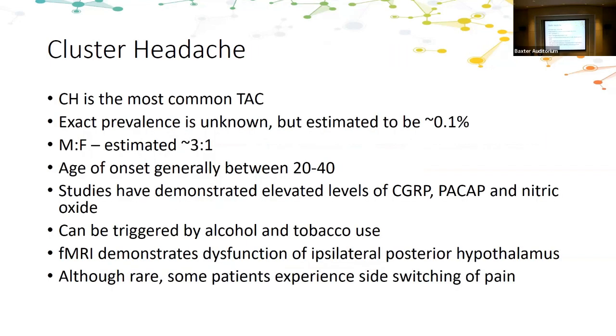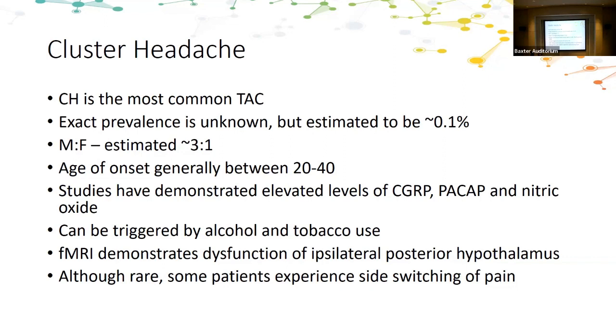So cluster headache is the most common trigeminal autonomic cephalalgia. The exact prevalence is unknown, but it's estimated to be about 0.1% in the population. So pretty rare, although some sources say that the 1-year prevalence ranged from 3 to 150 per 100,000. So, you know, it's very testable. It is not extremely common, but it's something that's important to know. The male to female ratio is estimated to be about 3 to 1, so it's more common in males.